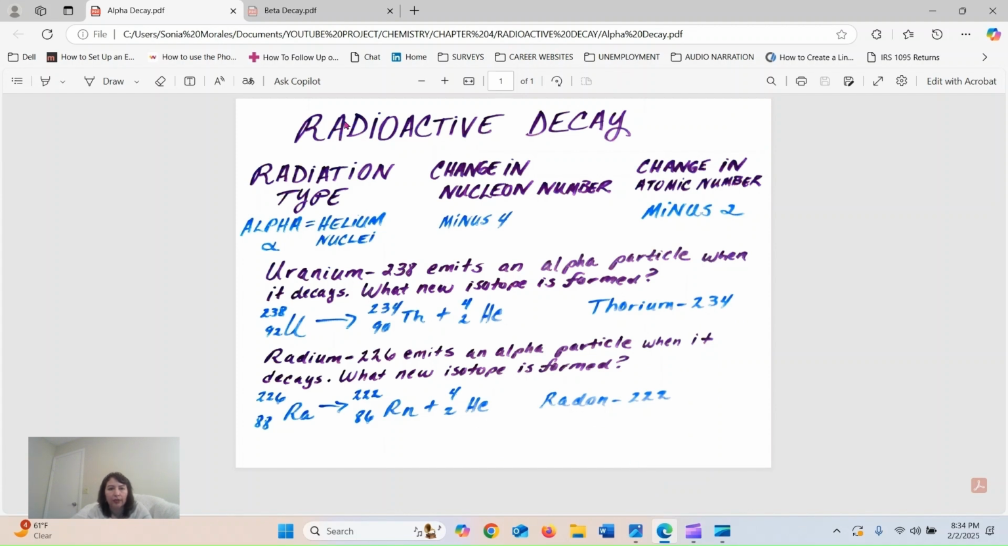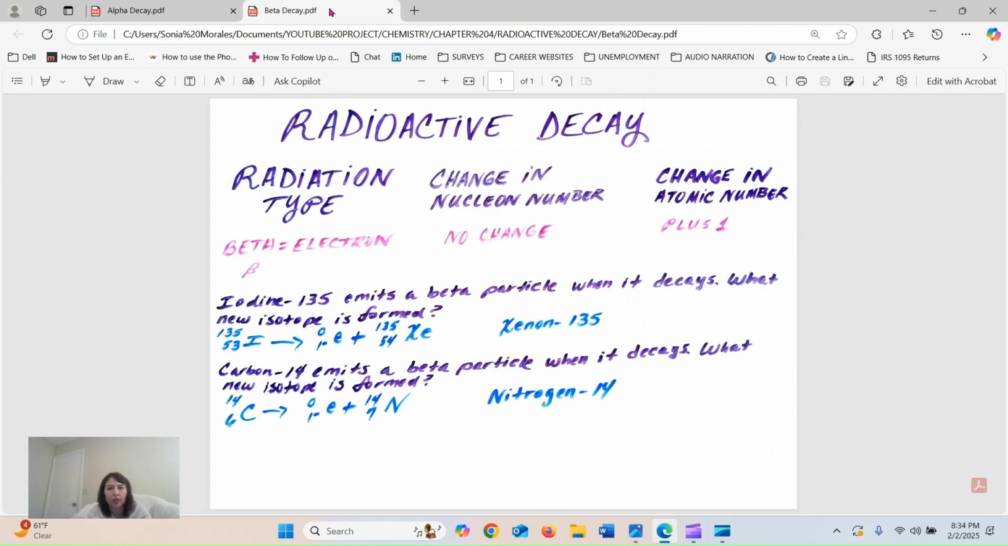Now, let's move on. Let's go to beta decay. Once again, I've included this little chart that we already went over, so I'm not going to discuss that here. So let's go over some problems on beta decay. Iodine-135 emits a beta particle when it decays. So what new isotope is formed?